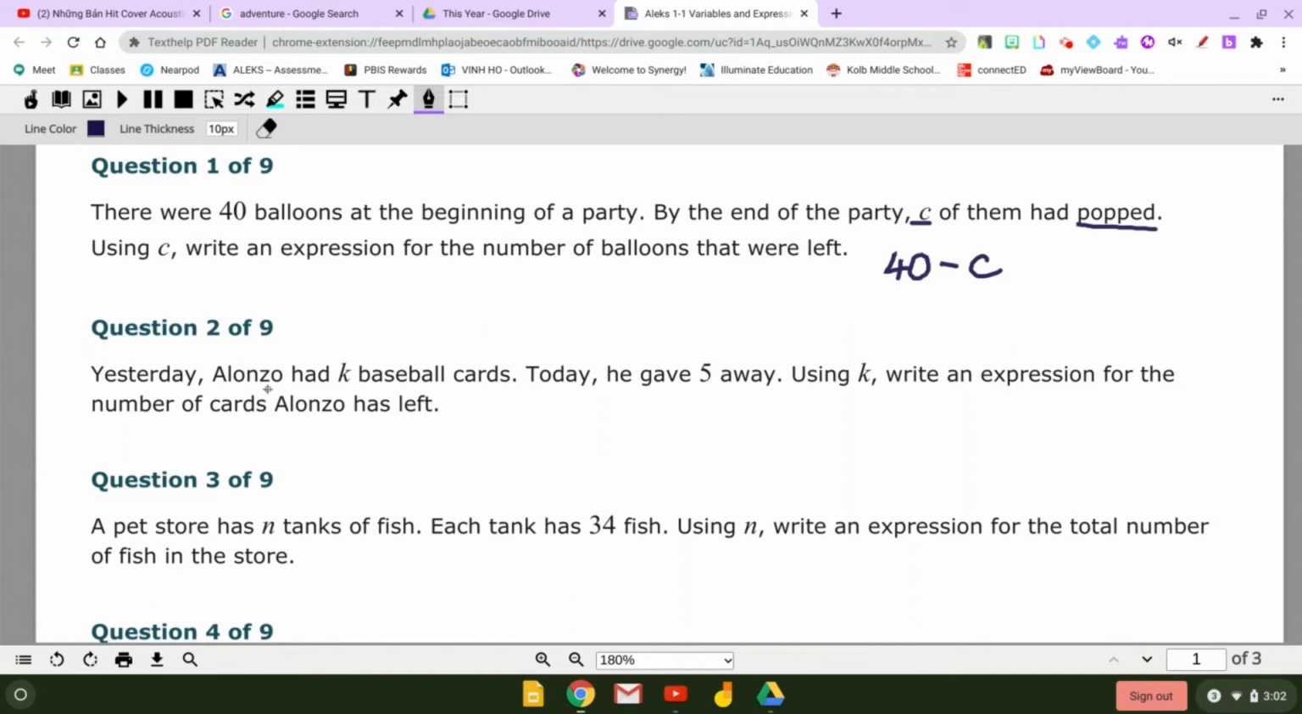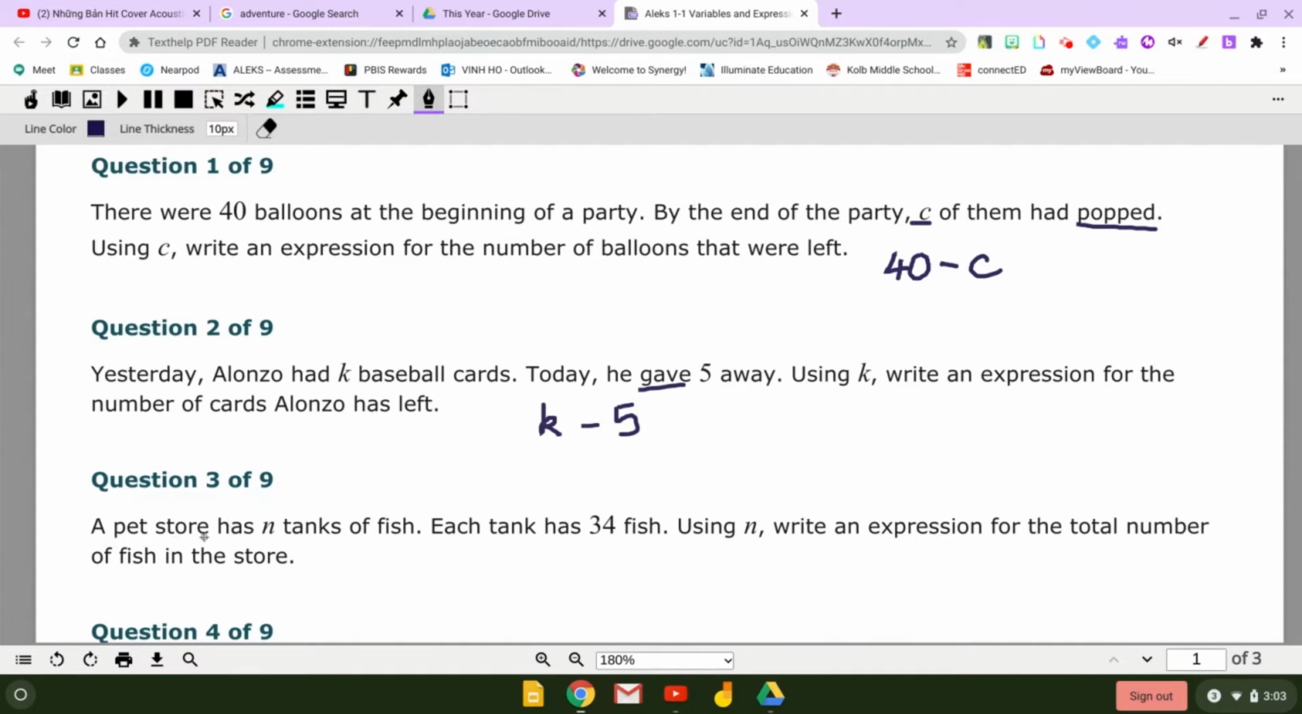All right, number 2. Yesterday, Alonzo had K baseball cards. Today, he gave 5 away. Use K to write an expression for the number of cards Alonzo has left. So he has K baseball cards. He gave away, which means minus 5. So this is the expression. Let's say he has 10 cards. He gives away 5, so you have 5 left. But in this case, we don't know how many cards he has, so it's just K minus 5.